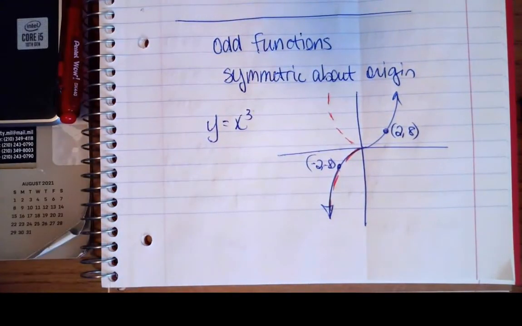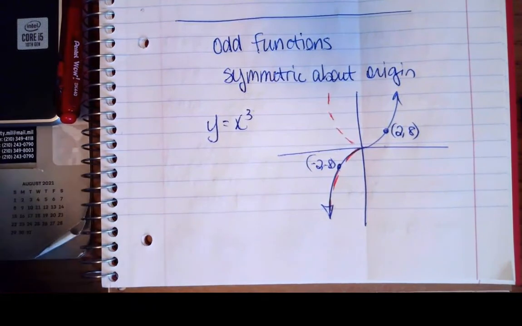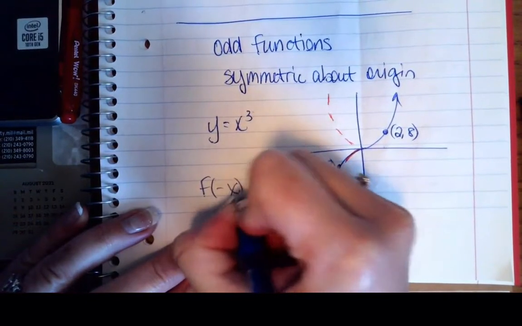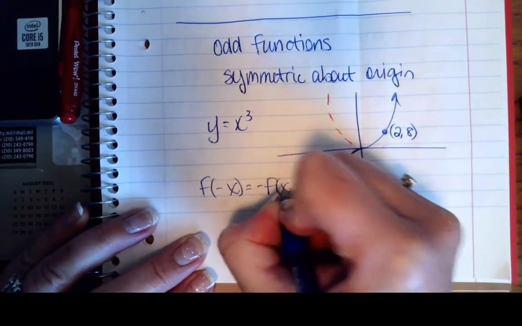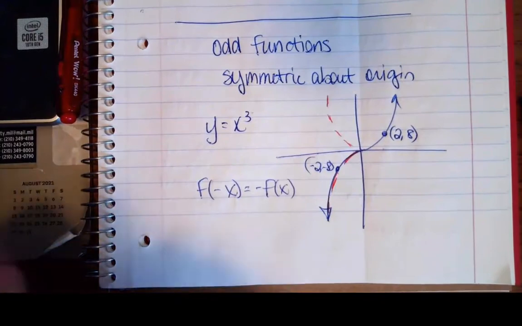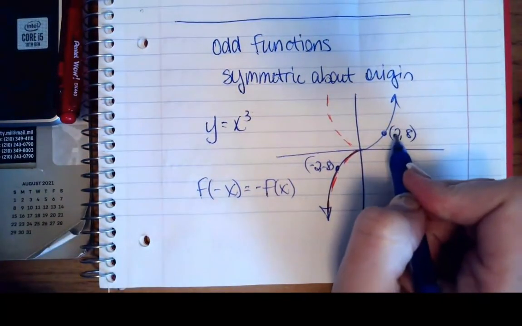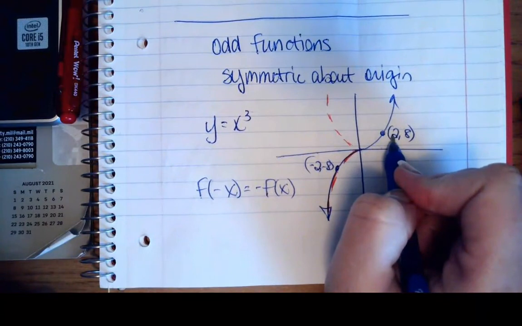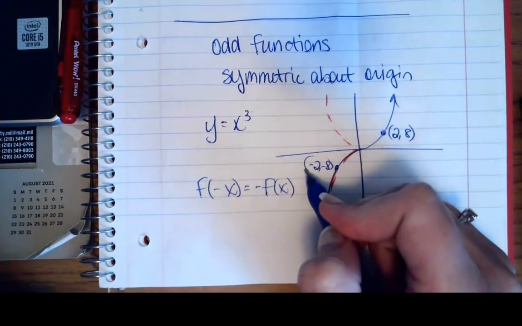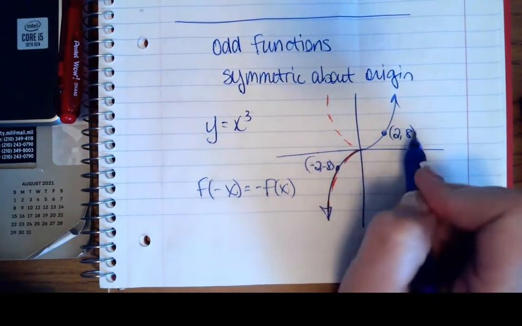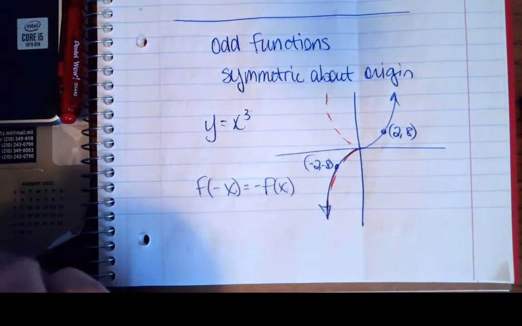So we say that it is symmetric about the origin. And the way that I look at that is I can say that f of negative x becomes negative f of x. Okay? If I change the signs on one, it's going to change the sign on the other. So if this was a positive 2 and it gives me a positive 8, change the sign. So this 2 will become a negative 2, and then change the sign again. That'll become a negative 8.